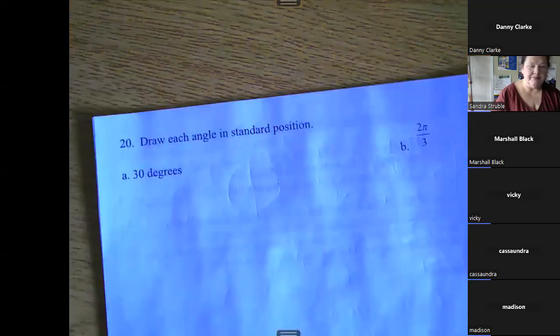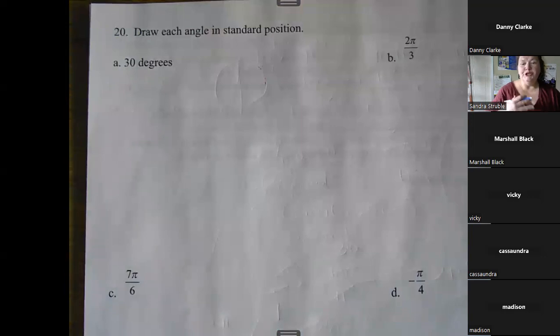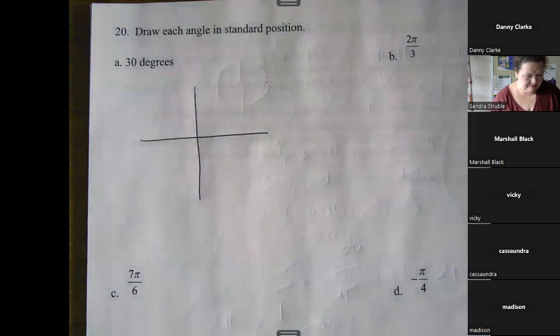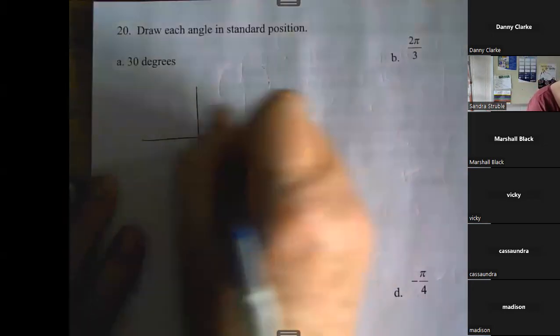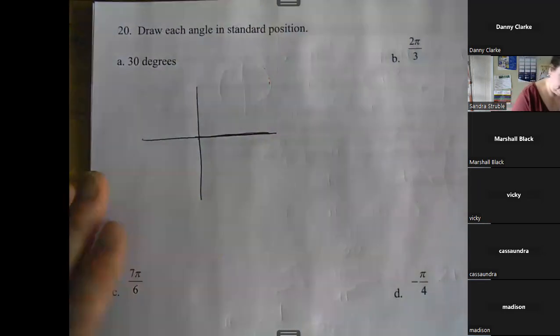Oh, last page. Okay, we're just drawing angles now in standard position. So this is where I'm going to show you the trick, not in this one, but in the next one. So the first one here, draw an angle in standard position. It just means you have the X, Y Cartesian coordinate system. Your initial side is always your positive X's. So here's my initial side that I'm starting with.